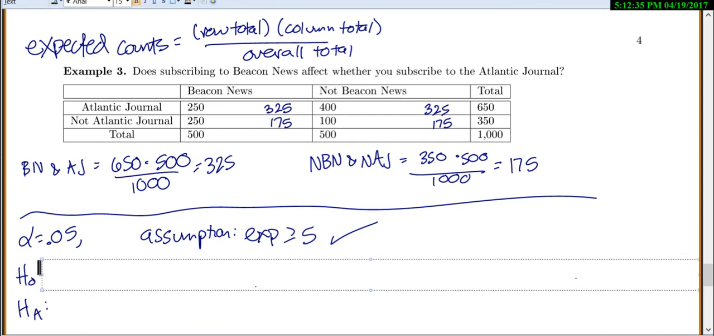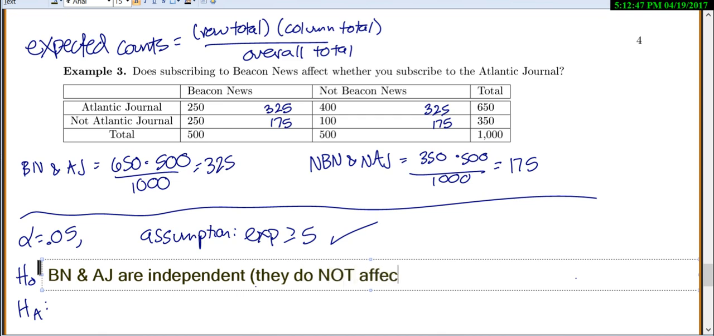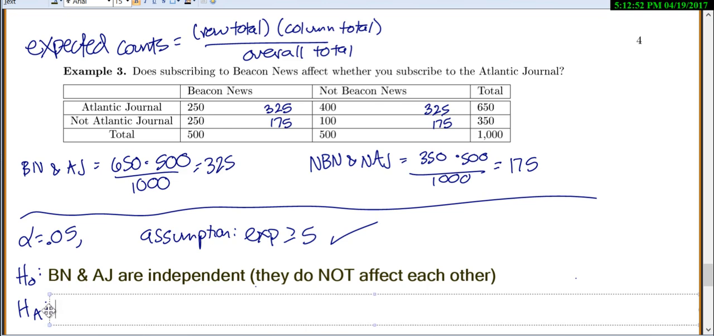For our null hypothesis, it's always that they're independent, so reading or not reading the Beacon News and reading or not reading the Atlantic Journal are independent, meaning they do not affect each other. The alternative hypothesis then is that they are dependent. They do affect each other.